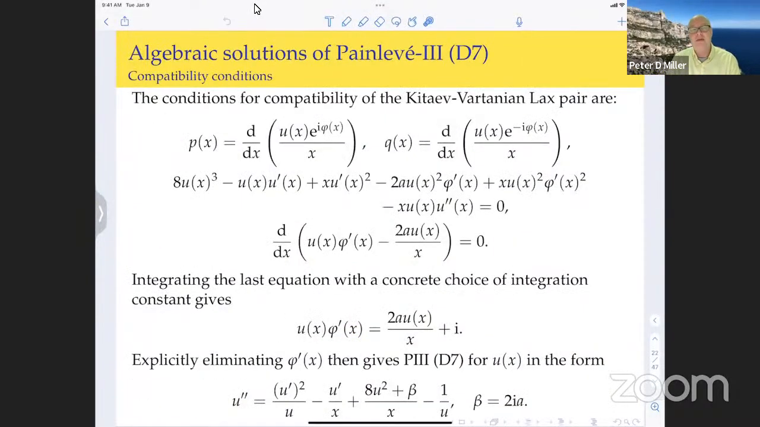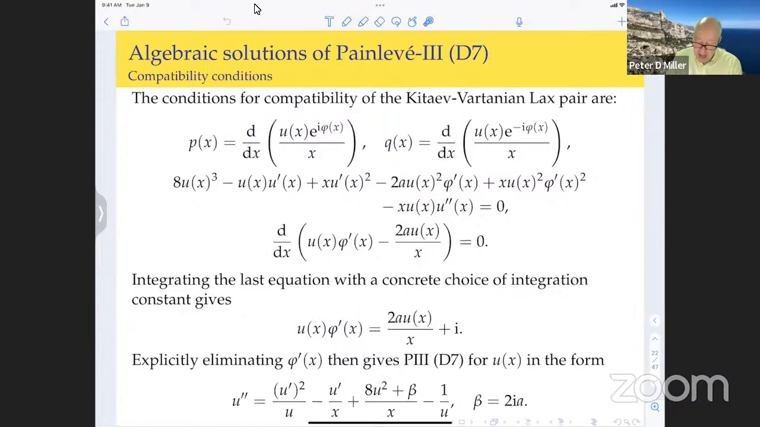So if we write the compatibility condition down for this Kitaev-Vartanian Lax pair, P and Q are just explicitly related to the other functions U and phi by some differential formulas like this. Then there's this equation that is a differential equation relating U and phi. And then finally, there's another equation that's a perfect derivative here that relates U and phi as well.